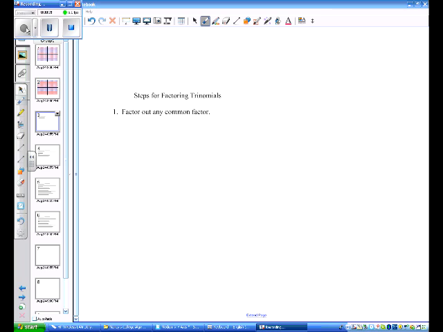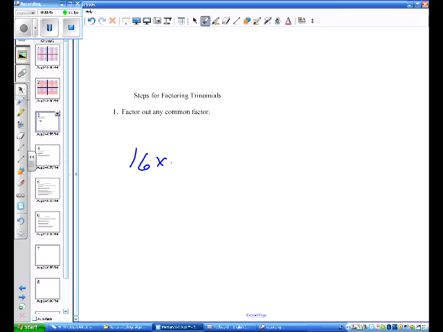The first thing that you always want to do is to look for a common factor. If you have a common factor, then you can make your polynomial a little bit easier. So let's start with 16x minus 24. When we look for a common factor, in this case, we're looking for a number that will divide both 16 and 24. We'd like to get the largest one. If you don't get the largest one, then you're going to have to look for another common factor. The largest number that will divide both 16 and 24 would be 8. So we're going to factor out our greatest common factor of 8.